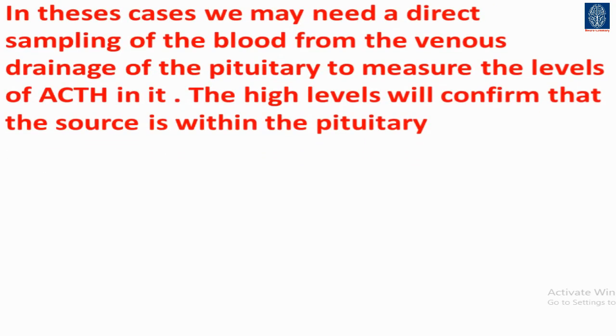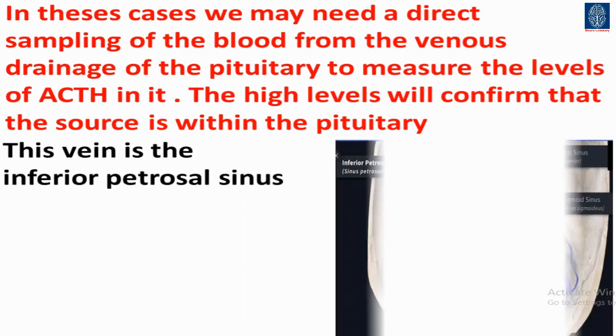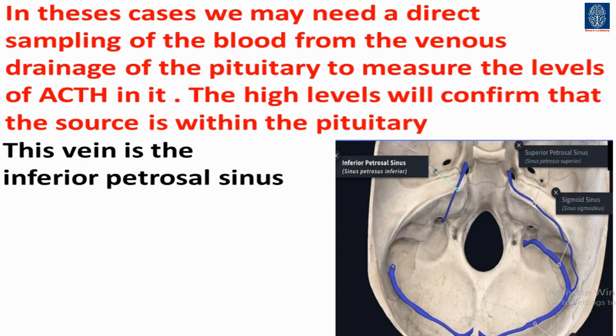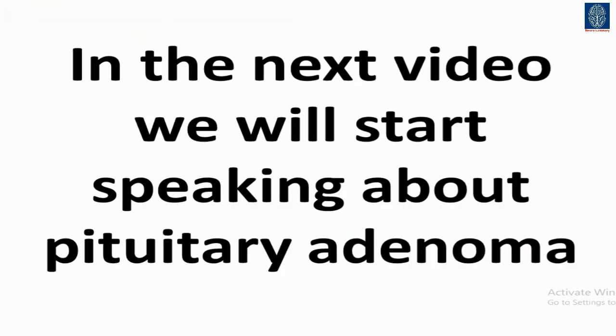In these cases, we may need a direct sampling of the blood from the venous drainage of the pituitary to measure the levels of ACTH in it. The high levels will confirm that the source is within the pituitary. This vein is the inferior petrosal sinus. This procedure is done bilaterally to define the site of the lesion, either on the right or on the left side of the gland. In the next video, we will start speaking about pituitary adenoma.